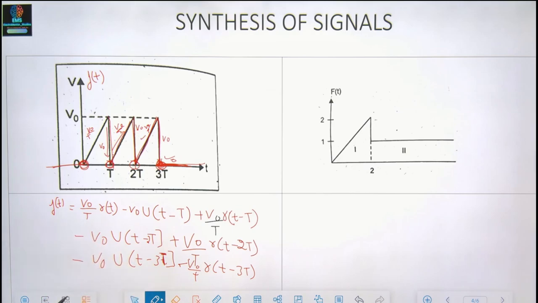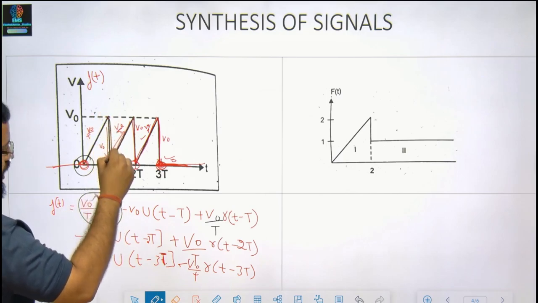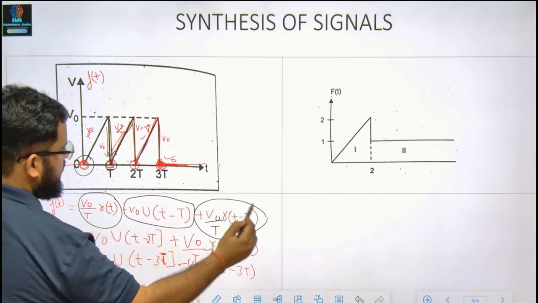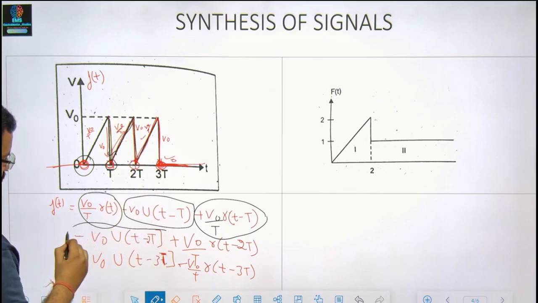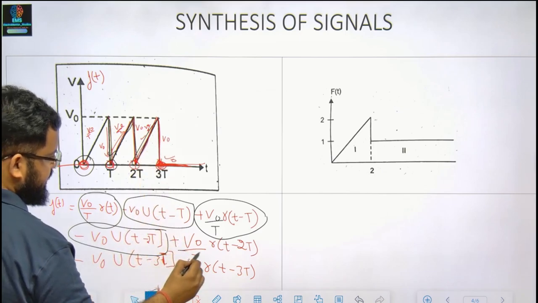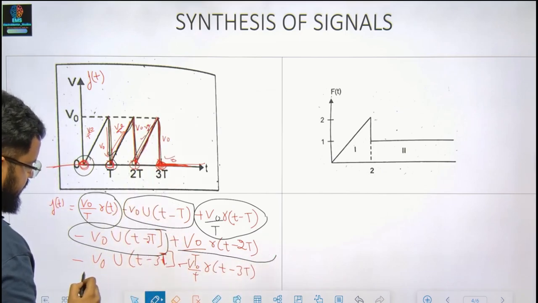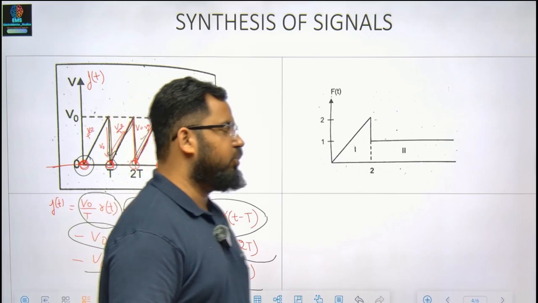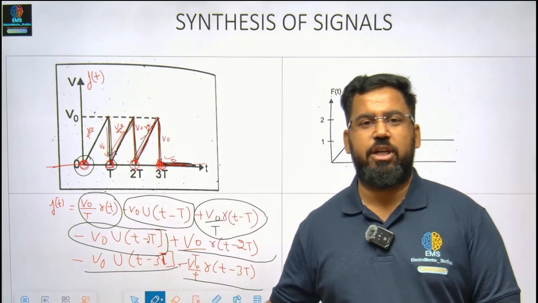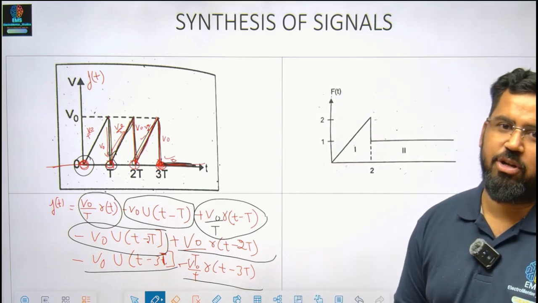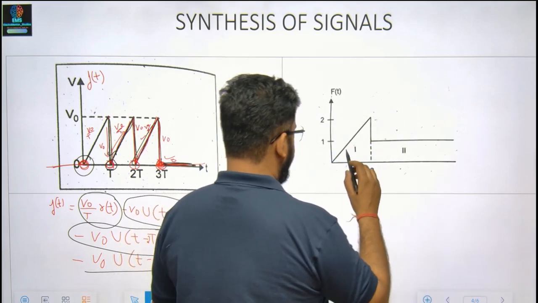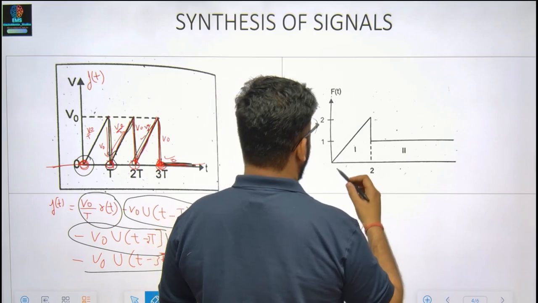So see it carefully. First point, second point, a drop, a rise, a drop, a rise, a drop, and making it 0. So now you know how to replace RT by UT. Just replace RT by UT, you'll get your answer. And synthesis is all done. Okay, let's start with another example.